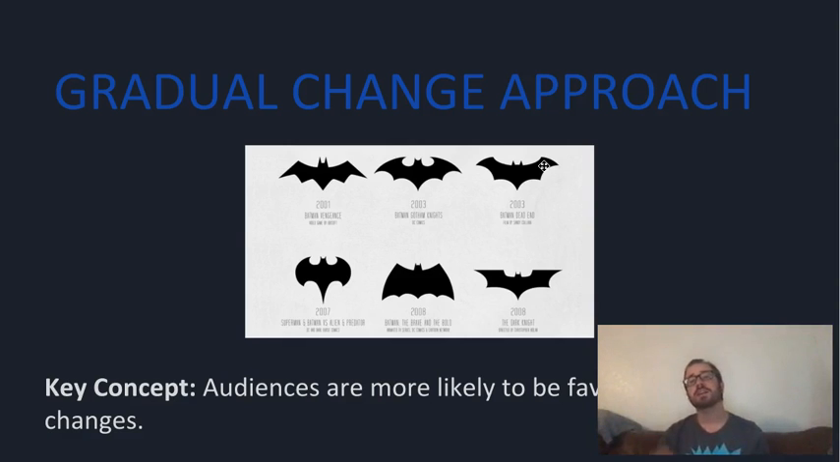So understanding where your audience is at and trying to create a small change in the audience across that continuum we talked about is a lot more effective than trying to push an audience from one side to the other immediately.